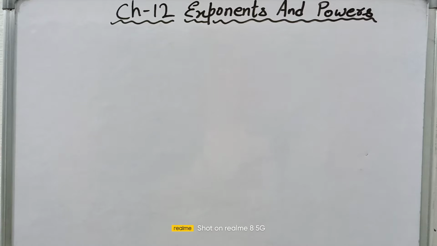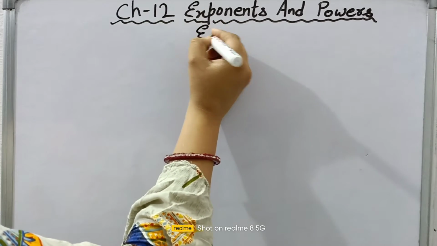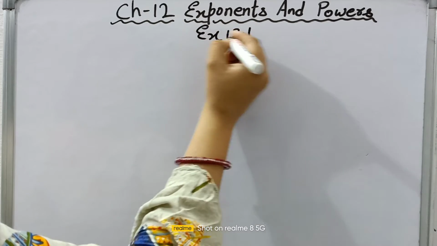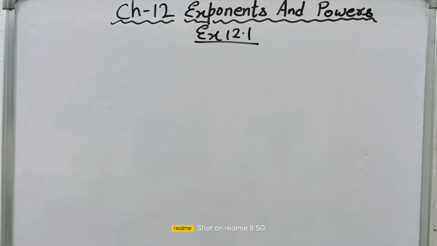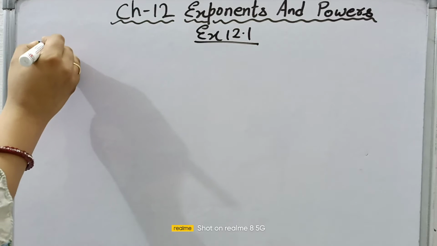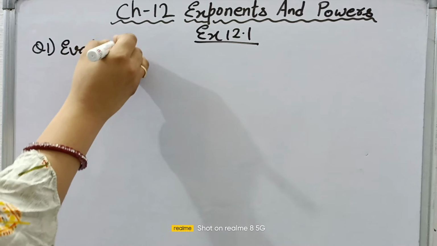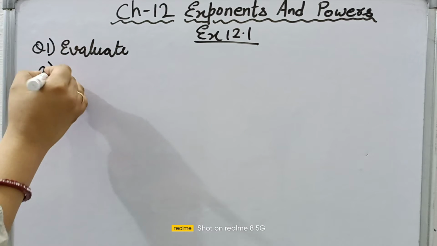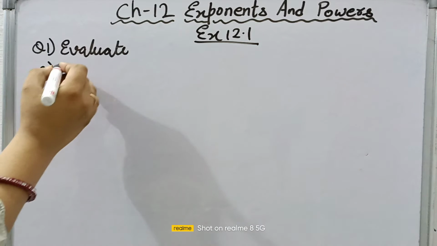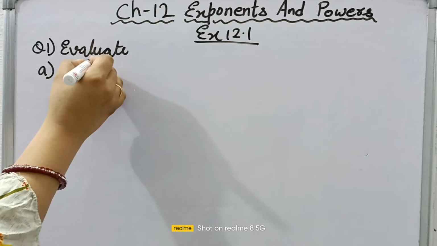Today we will discuss exercise 12.1 of our chapter exponents and powers. So we understood what are different laws of exponents. Today we will be doing questions of exercise 12.1. Question number 1 is evaluate part A, 3 raised to the power minus 2.